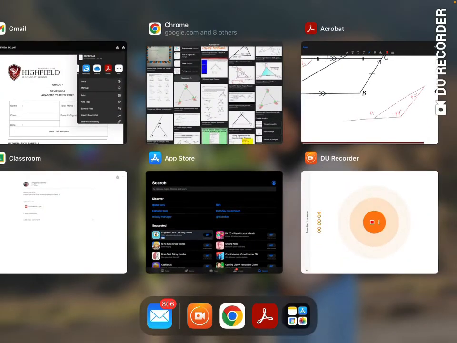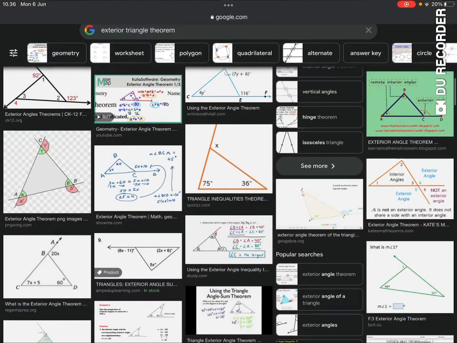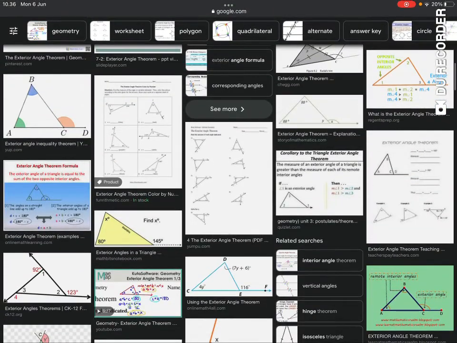Exterior triangle theorem atau apa ya? Hold on here. Here you go. Which one? Nah, this one.